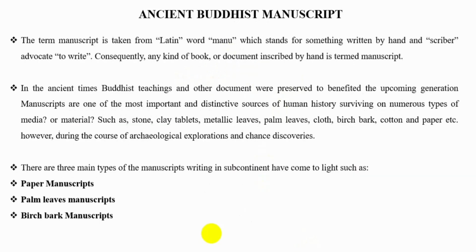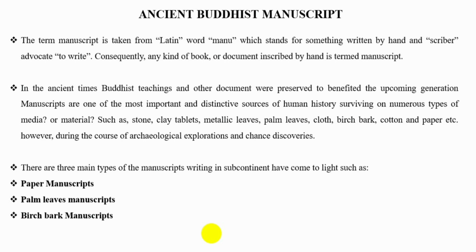Ancient Buddhist manuscript. The term manuscript is taken from the Latin word manu, which stands for something written by hand, and scribere, meaning to write. Consequently, any kind of book or document inscribed by hand is termed a manuscript. In ancient times, Buddhist teachings and other documents were preserved to benefit upcoming generations.